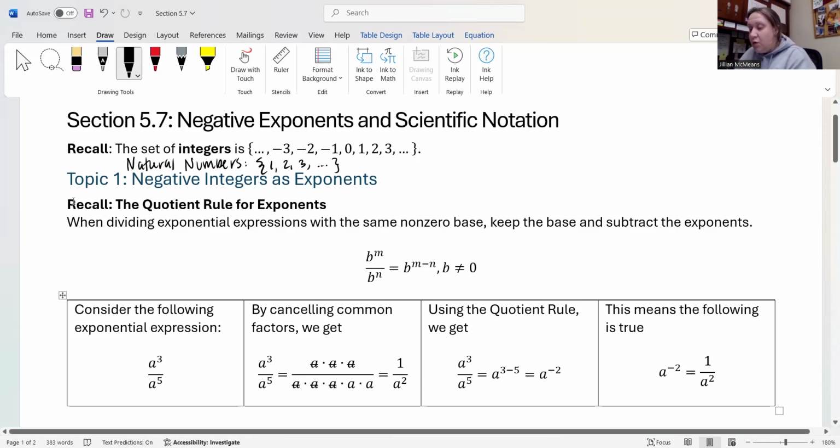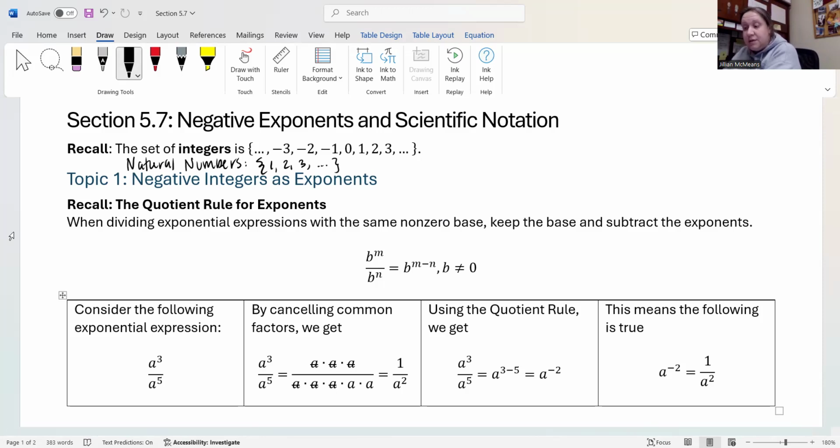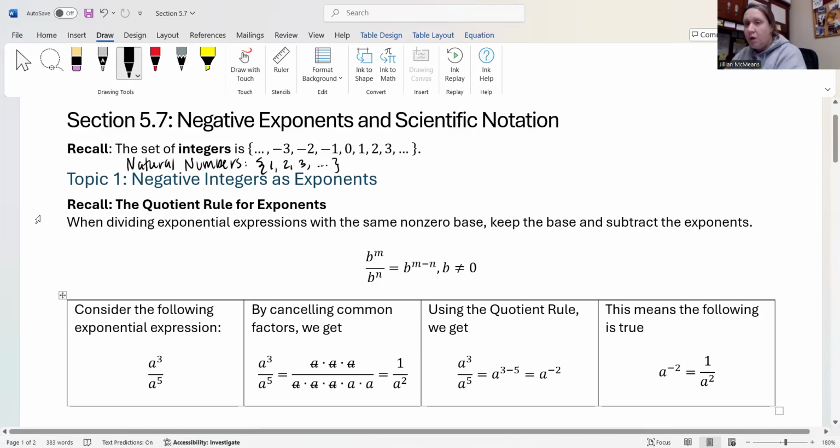So for this video, we do need to remind ourselves of one of our properties for exponents. It says when dividing exponential expressions with the same non-zero base, we keep the base and subtract the exponents. That's the quotient rule for exponents. So if we had b to the m divided by b to the n, we keep the base of b and then we subtract the exponent, so we get b to the m minus n, just as long as b is not 0. If b is 0, we get weird undefined stuff. Okay? So keep that in mind.